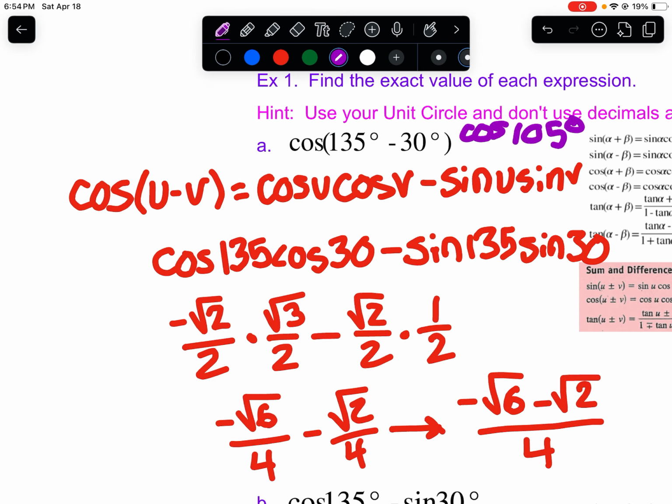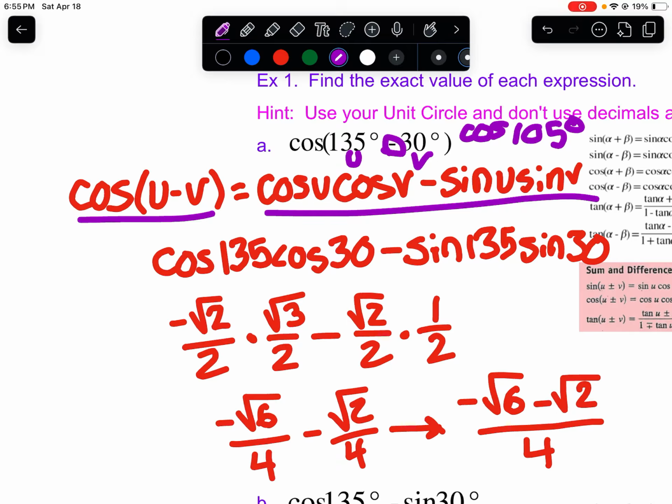But if we split that 105 into 135 minus 30, then we could use that cosine u minus v formula here. I tried to rewrite it so you don't have to flip back and forth, but that's going to turn into cosine u cosine v minus sine u sine v, where u is just the first angle and v is the second one. So in this case, u is going to be 135, v is 30.